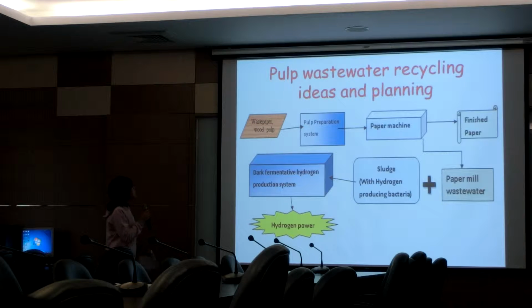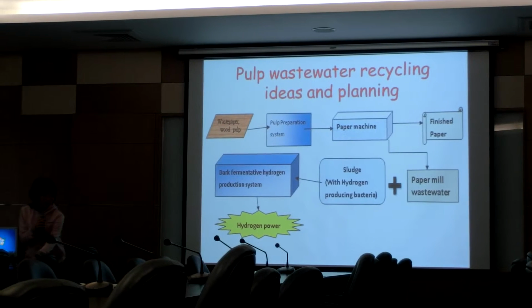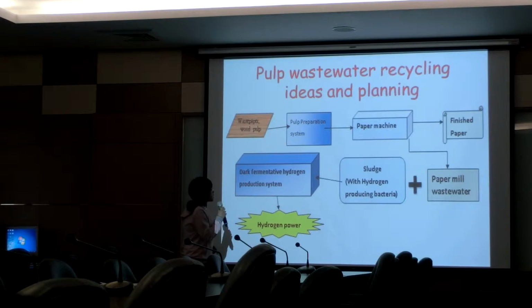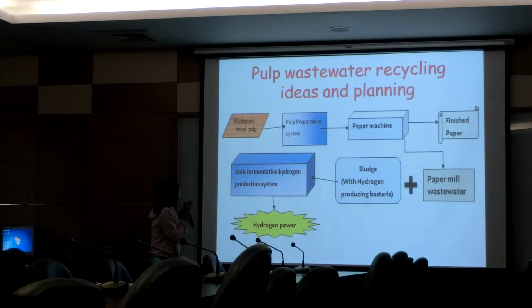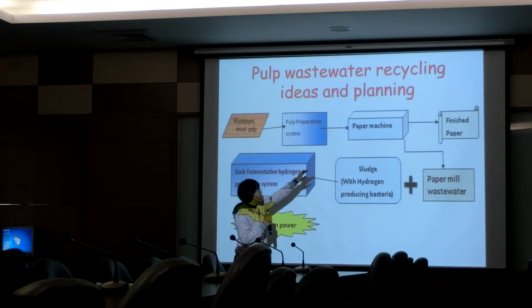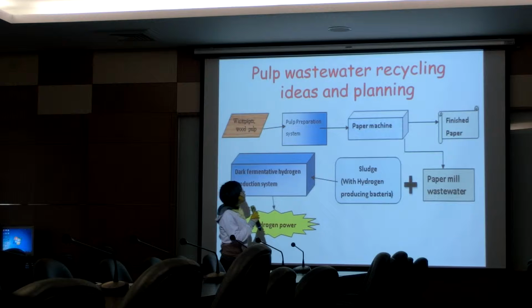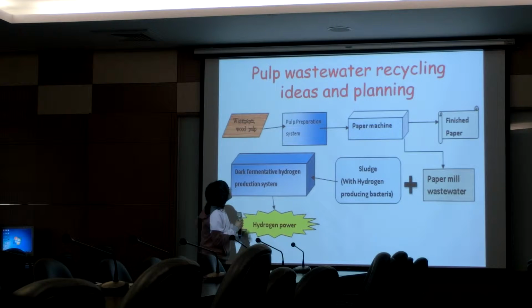And this is our wastewater recycling ideas and planning. And up here are the steps of paper making. The wood pulp and waste paper go through the pulp preparation system and the paper machine, and then out comes the finished paper. And down here is our recycling ideas and planning.